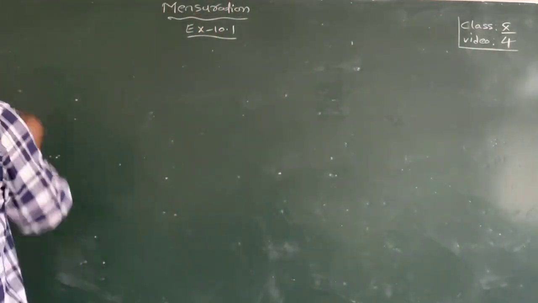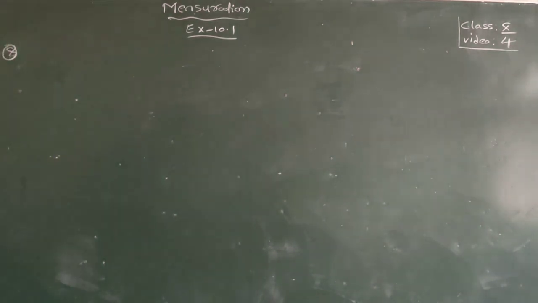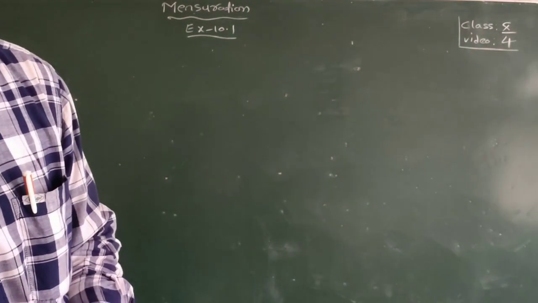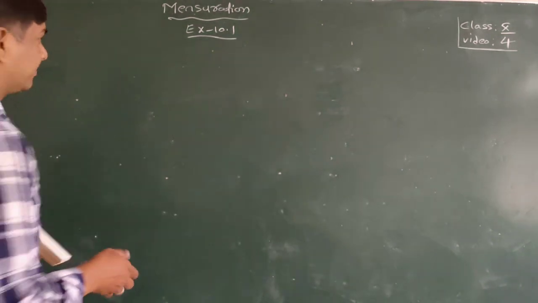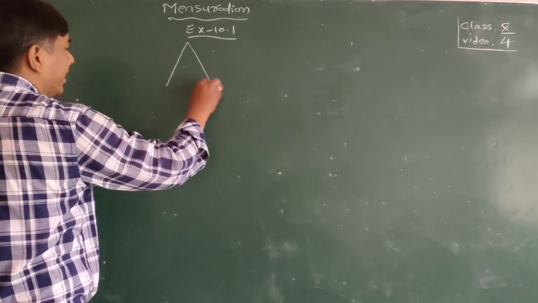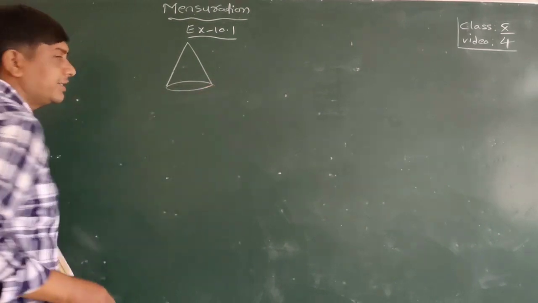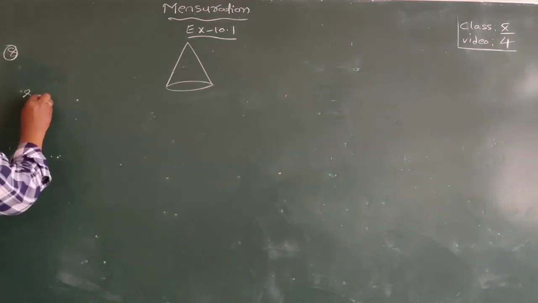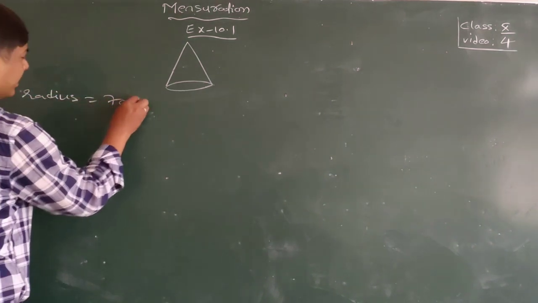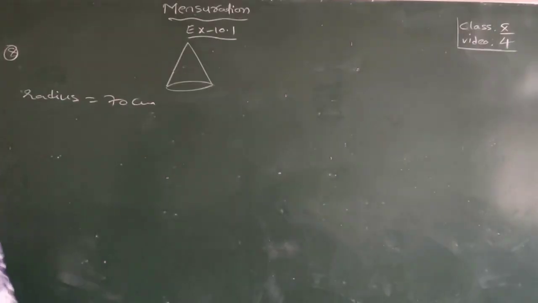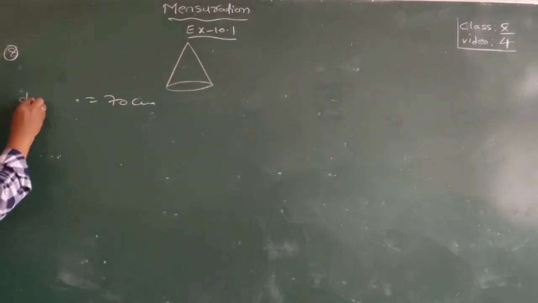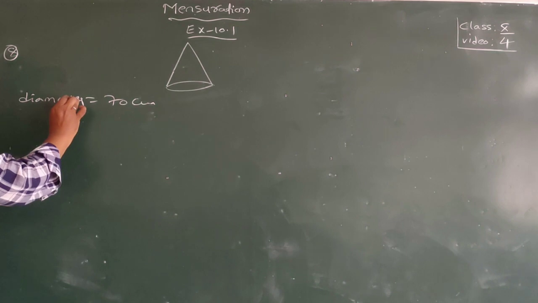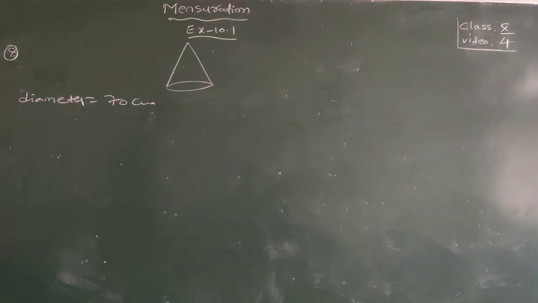Next to last question in this exercise, the 8th one. The curved surface area of a cone is 4070 square centimeters and diameter 70 centimeters. What is its slant height? The curved surface area of a cone is 4070 square centimeters. Diameter is equal to 70 centimeters.